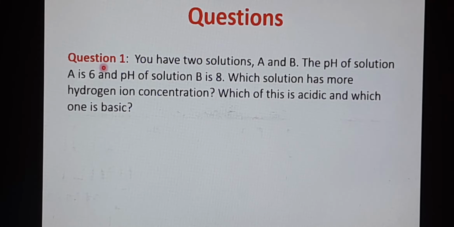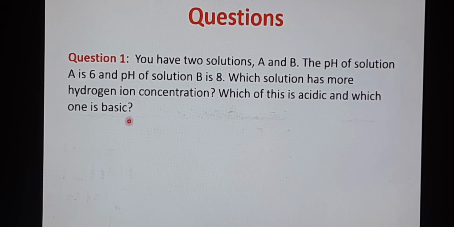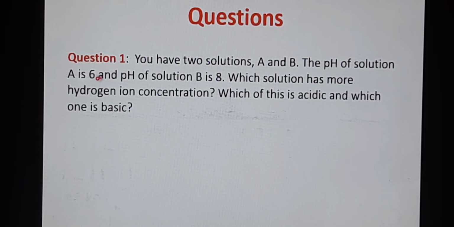These questions I have chosen from your textbook. Question number 1: two solutions A and B have been given to us. The pH of solution A is 6 and the pH of solution B is 8. Which solution has more hydrogen ion concentration, and which is acidic and which is basic? While discussing the pH scale, we learned that values 1 to 6 are for acids and 8 to 14 are for bases, which tells us that solution A is acidic and solution B is basic.